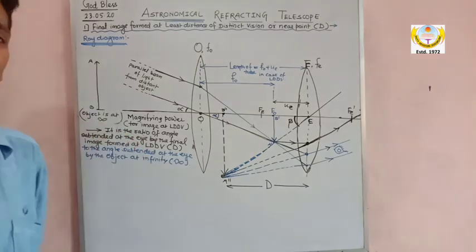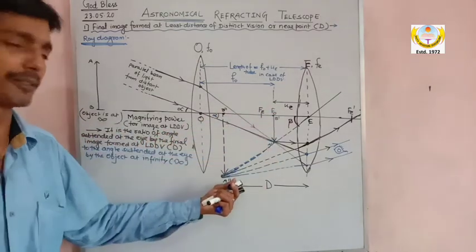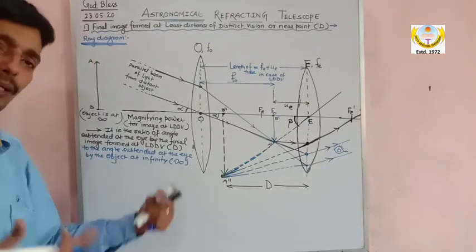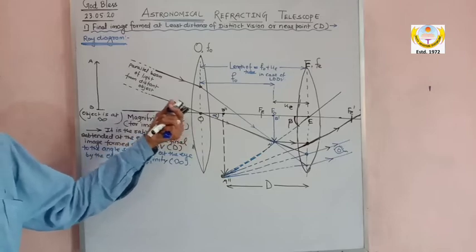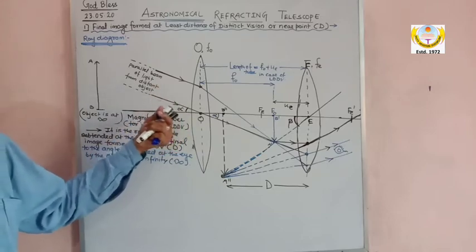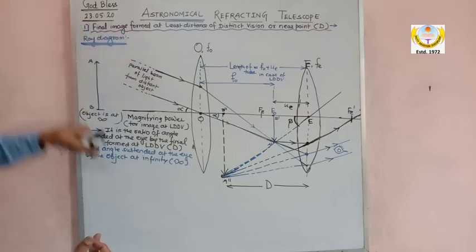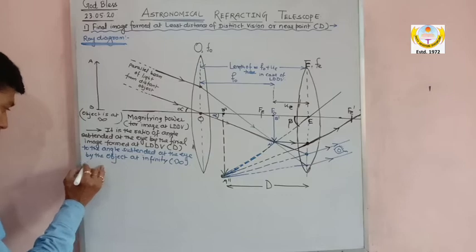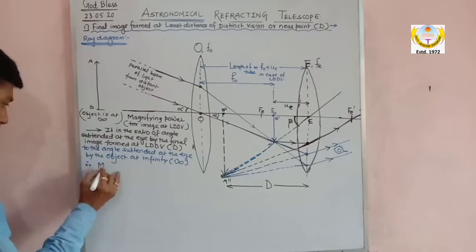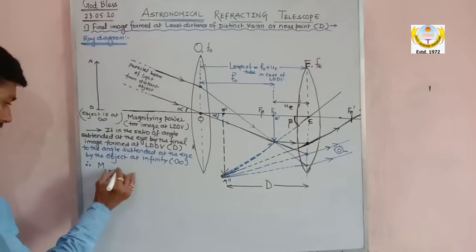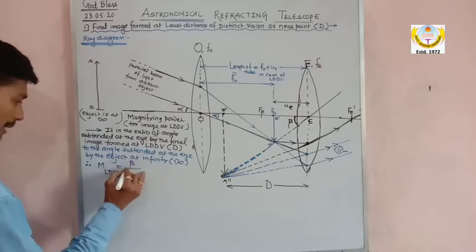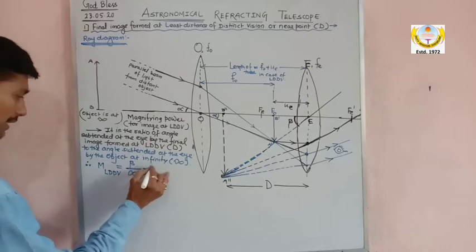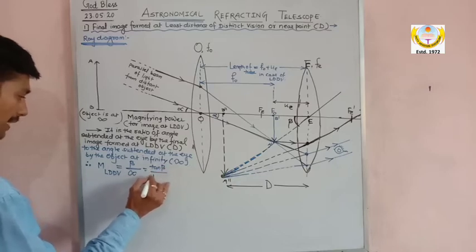So it is a ratio of the angle subtended by the final image at the eye, formed at the least distance of distinct vision, to the angle subtended by the object, that is alpha, when the object is at infinity. So, my dear, according to the definition, the magnifying power at LDDV is equal to beta, the angle subtended by the image, to the angle subtended by the object, that is alpha. This can be written as tan beta divided by tan alpha.